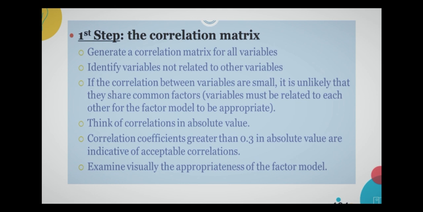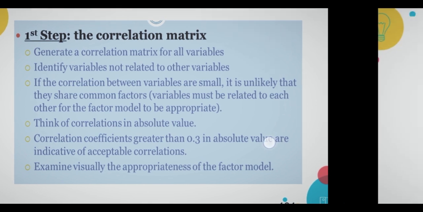Okay, if the correlation between variables is small, it is unlikely that they share common factors. So if they do not correlate with each other, maybe they will not be included in any factor once you have extracted. Okay, correlation coefficients greater than 0.3 in absolute value indicate acceptable correlation. Okay, that is the first step. Generally we can look at the correlation matrix.